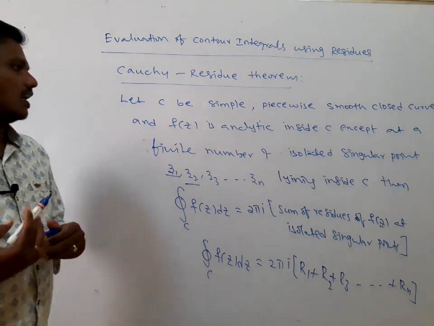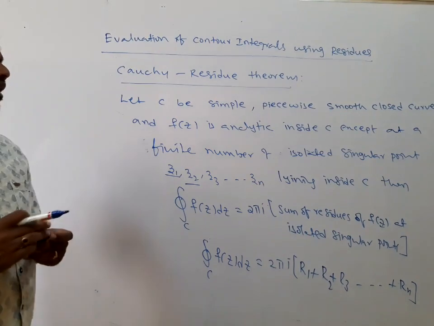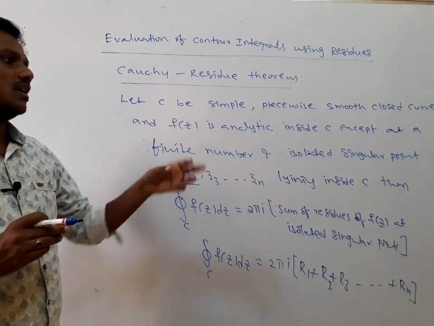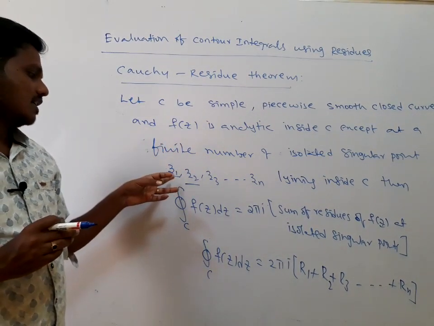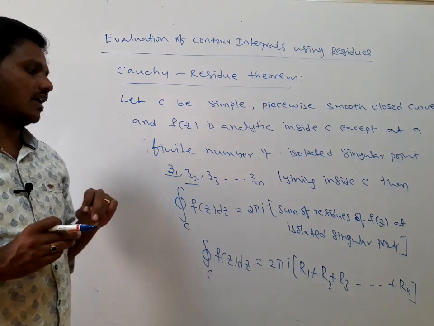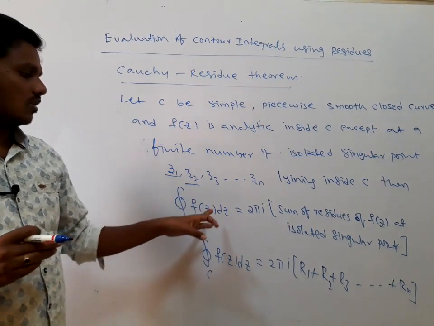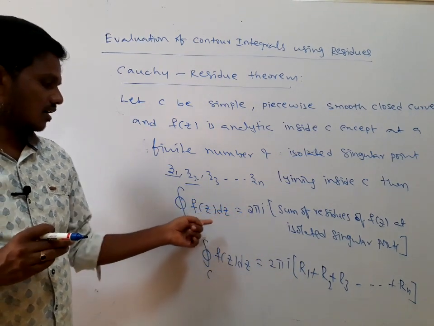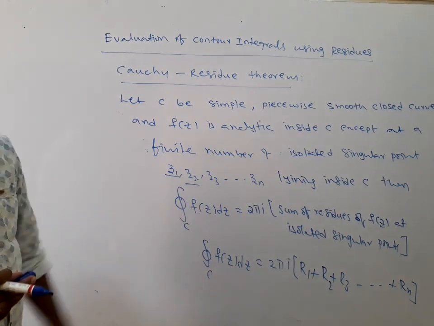Listen, the statement is: let C be a simple, piecewise smooth, closed curve, and f(z) is analytic inside C except at some finite number of isolated singular points z1, z2, z3, and so on up to zn, lying inside C. Then we can get the integral value by using 2 pi i times the sum of the residues of f(z) at the isolated singular points.